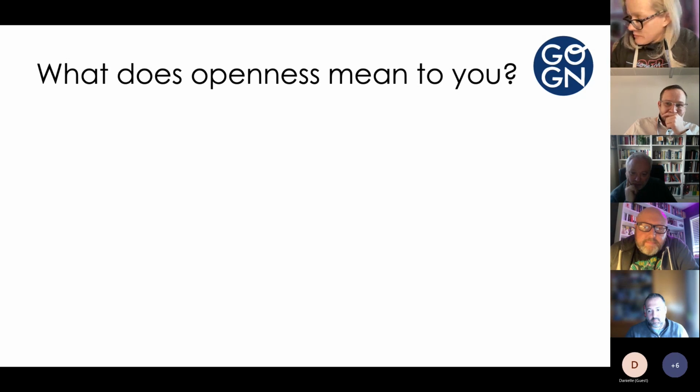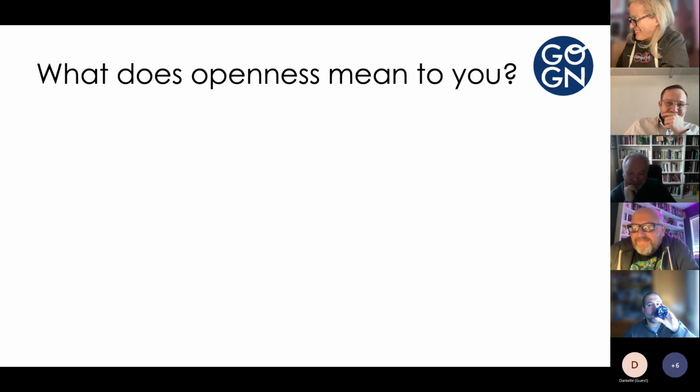Danielle says cautious and ethical interaction in open environments. And I like the cautious part there, Danielle. I think increasingly the caution is important.